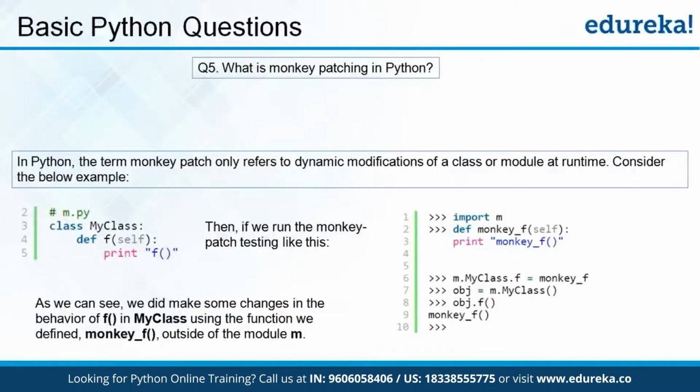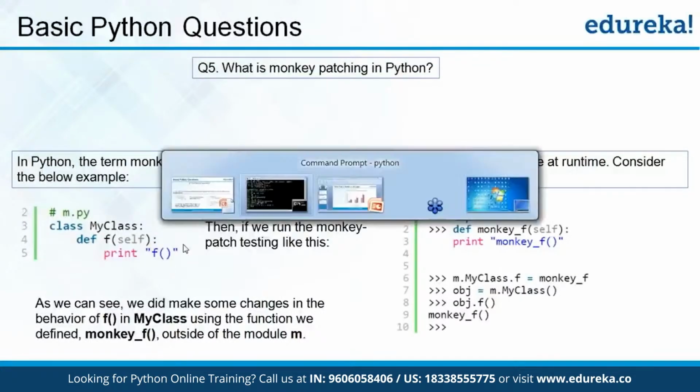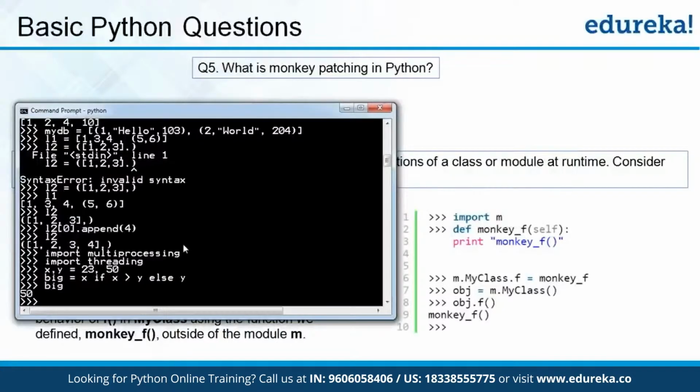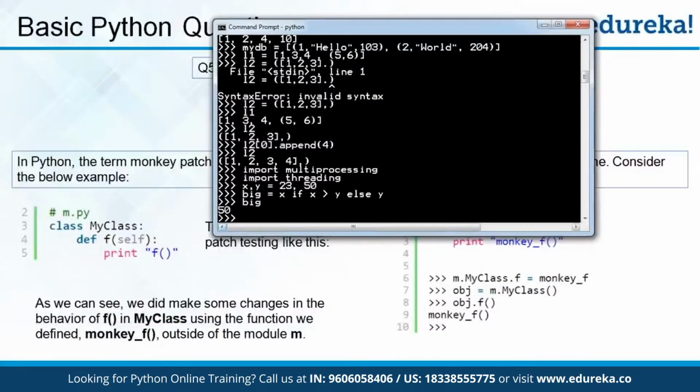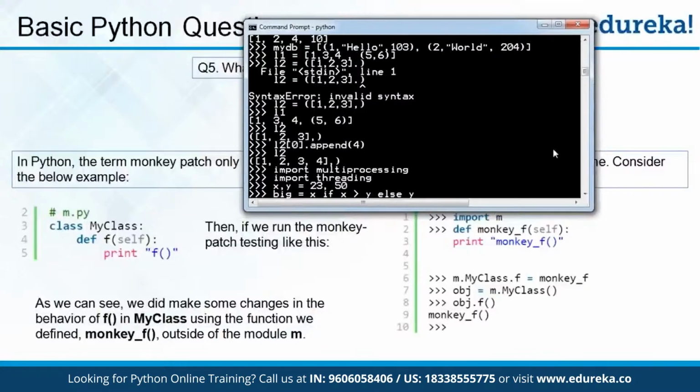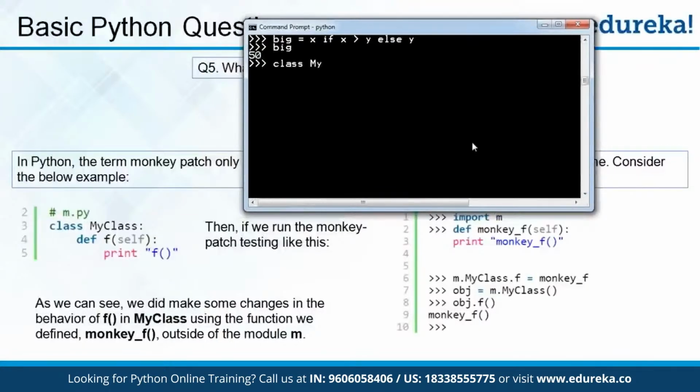This is something which appears when you have gotten into classes as such. Basically it means you're applying a patch at runtime, or dynamic modifications of a class or a module at runtime. So let's quickly recreate this example over here, and then I'll tell you what is the use of monkey patching.